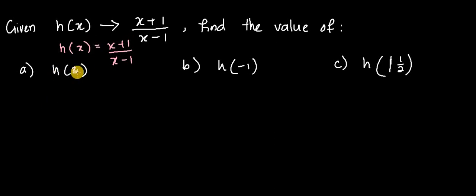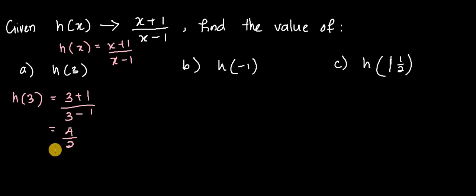Okay? So h(3), meaning this number 3, I'm going to substitute inside this equation. Wherever there is x, I'm going to substitute the 3 inside. So here I'll get 3 plus 1 over 3 minus 1. So here I would get 4 over 2, which means the value of h(3) would become 2. That's it. This is simplified.